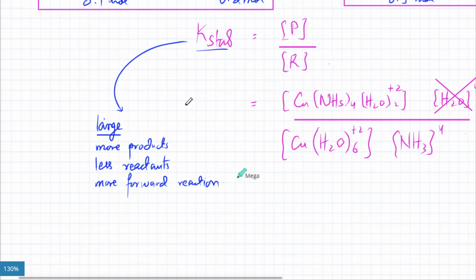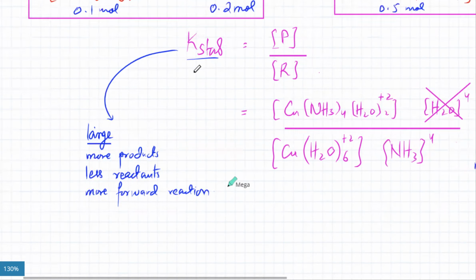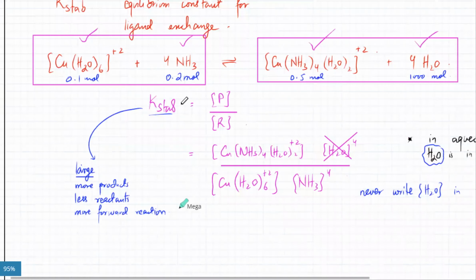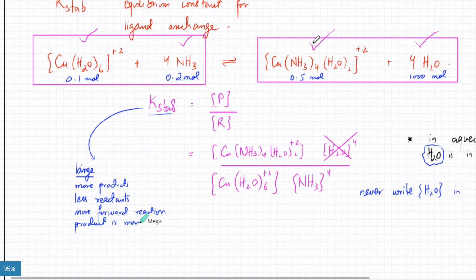Now, so large value indicates that there would be more products. I mean, that's why equilibrium constants are going to have a larger value, because there will be more products. So that also indicates that the product is more stable as well. Like it's easy to form the products. So which is why the product is more stable.